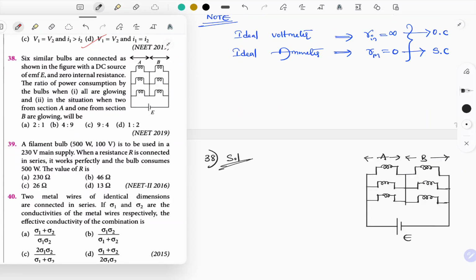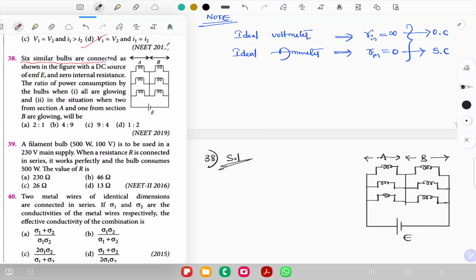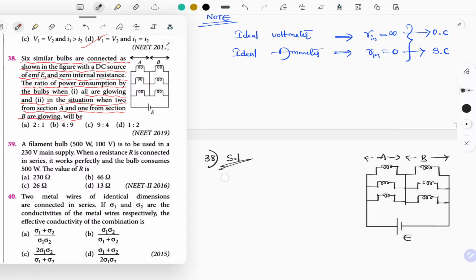Let's solve the next question. 6 similar bulbs are connected as shown in the figure with a DC source of EMF E and 0 internal resistance. The ratio of power consumption by the bulbs is to be found in two different cases. In case 1, all are glowing in section A. In the second case, 2 bulbs from section A and 1 from section B are glowing. Okay, observe the first case.